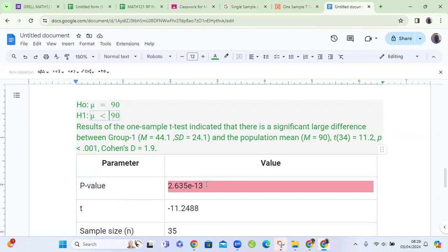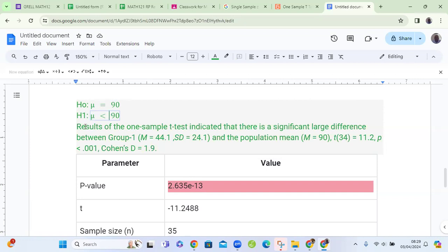That's this calculator's way of denoting very small values. Instead of writing 0.0 with 13 zeros, you can easily condense it in that way. That's not 2.3, that's 0.0 with 12 zeros before you reach the 2. So this is very small, so you have to reject the null. This statement has to be rejected. The mean cannot be equal to 90. 58 is far from 90, so it means that the population mean appears to be less than 90.